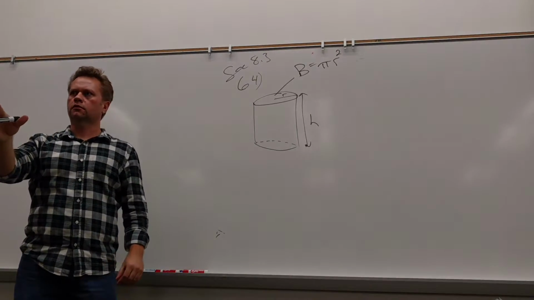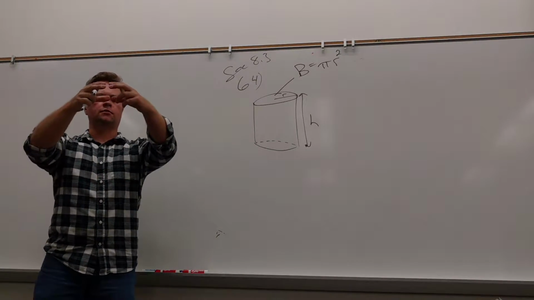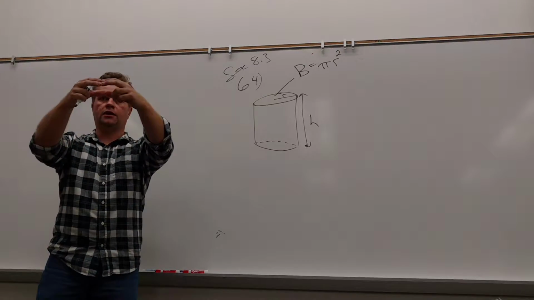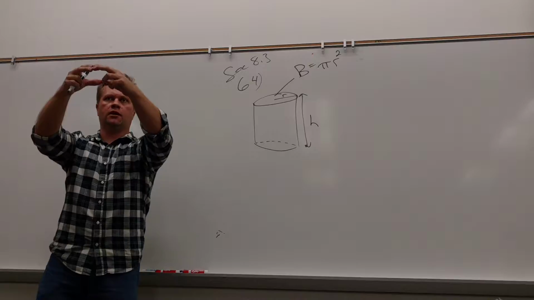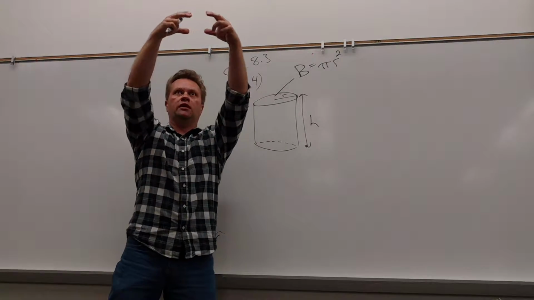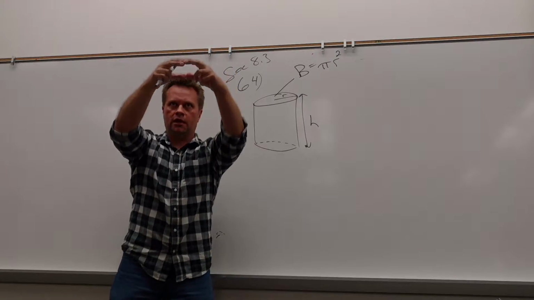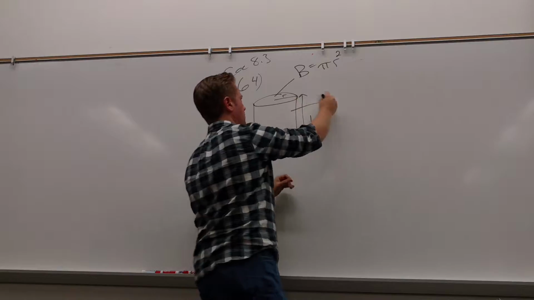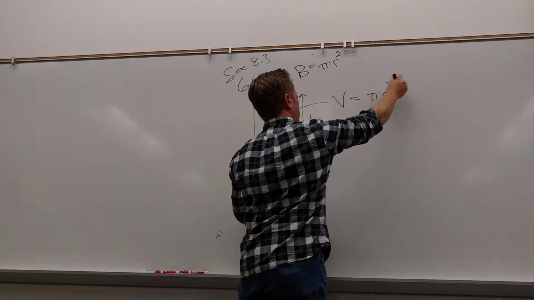How are we doing so far? So can you imagine this is like a bunch of DVDs stacked up. Every DVD has an area of pi r squared, and how many of them are stacked up? Like H of them. So the volume will be the area of the base times how often that base is repeated. So it's pi r squared times H. So the volume of a cylinder is pi r squared times H.